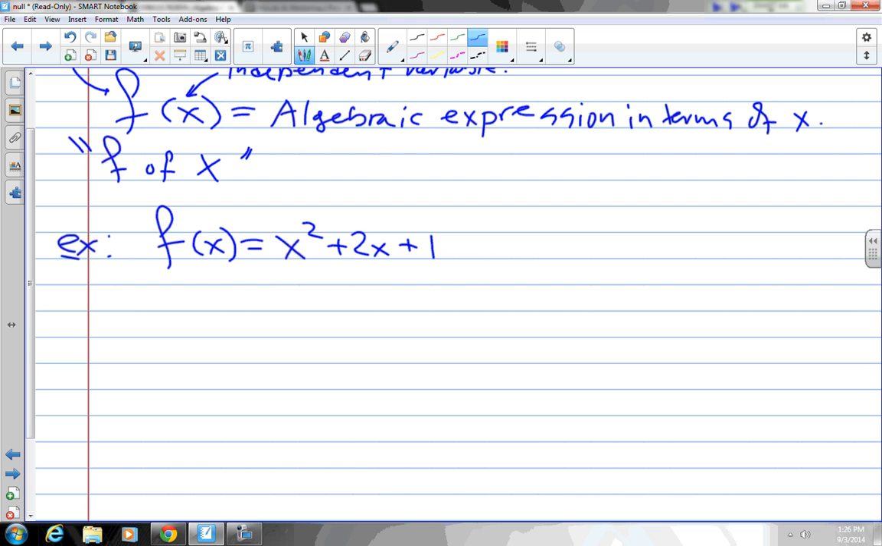Okay, so what it means, if I ask you to evaluate f of 2, that tells you that the value of the variable right now is 2. So 2 goes in and replaces every x in that function, so it's 2 squared plus 2 times 2 plus 1. See what happened? Are you okay with that? Right? You've probably seen this before. What does that equal? 9.